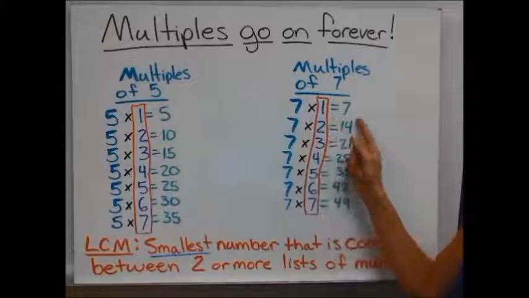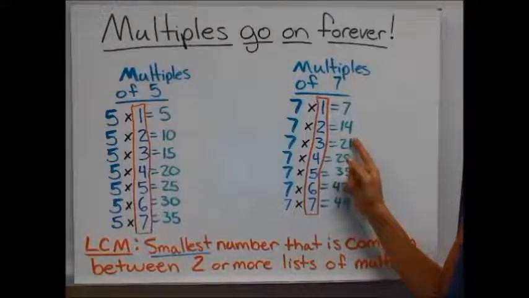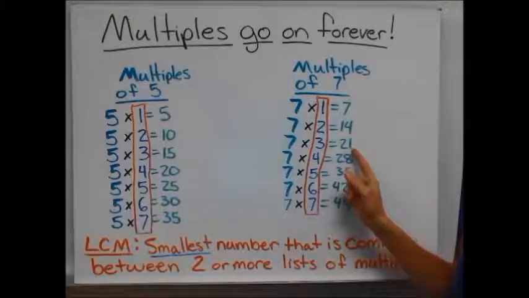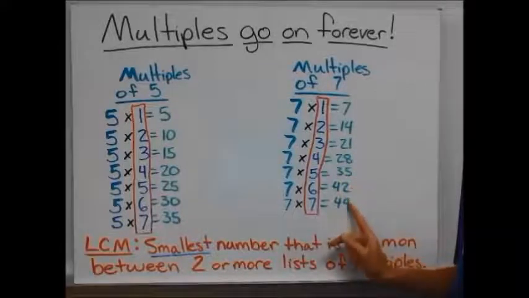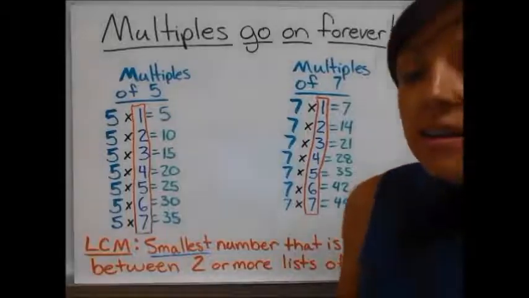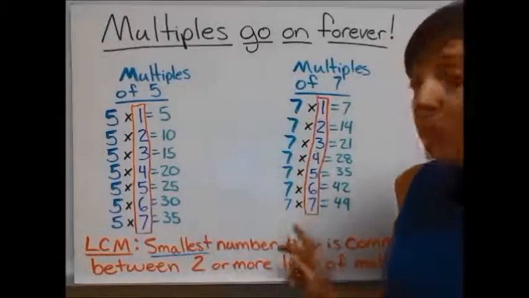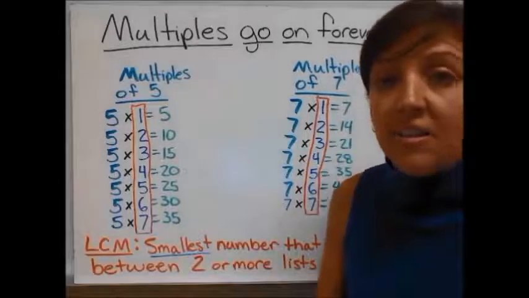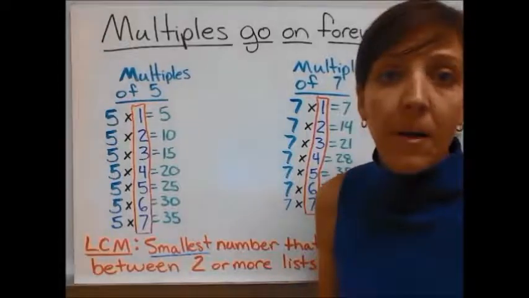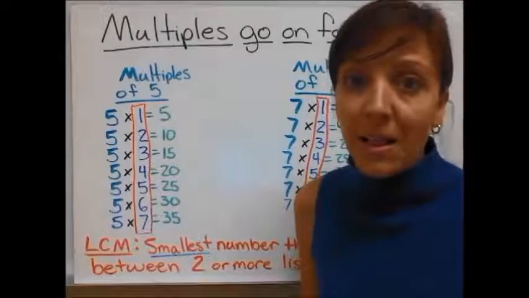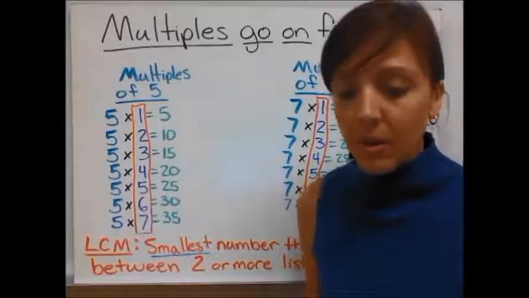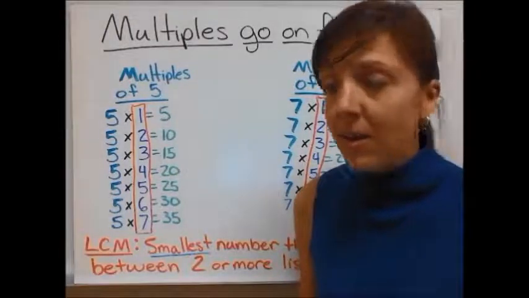Multiples of 7. 7 times 1 is 7. 7 times 2 is 14. 7 times 3, 21. 28, 35, 42, 49. And again, since numbers are unending and can continue in both directions, negative and positive, forever, I could count multiples for the rest of my life. Don't want to do that, but I could do it.